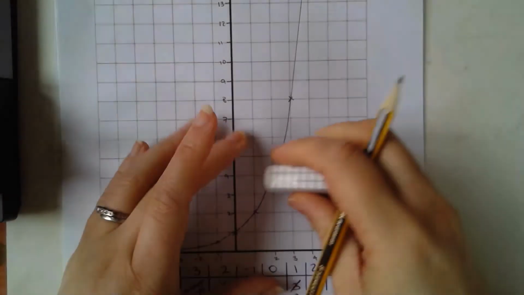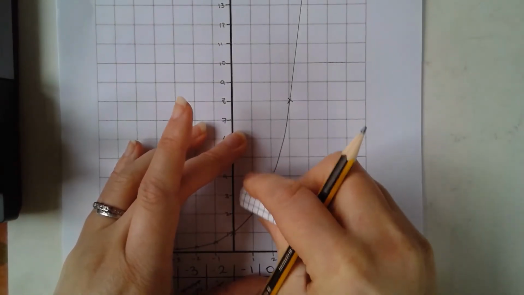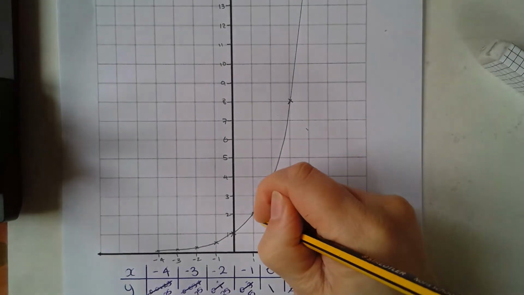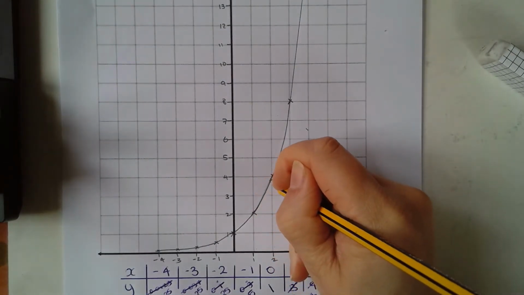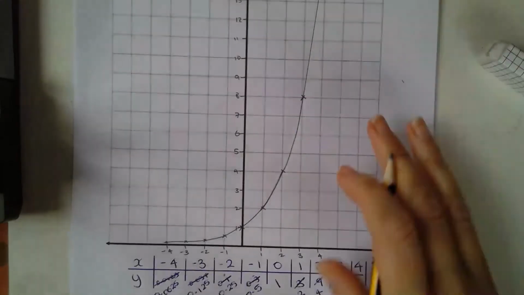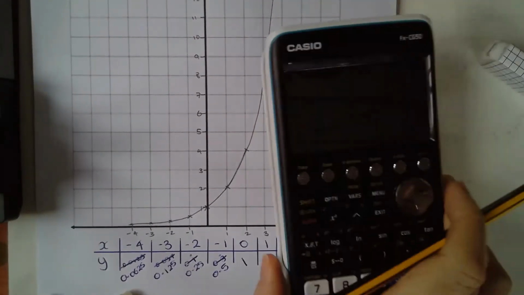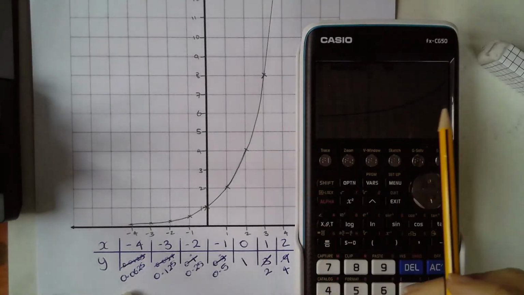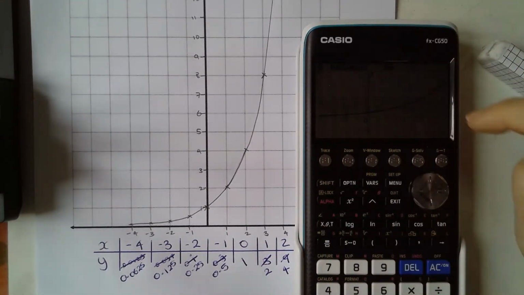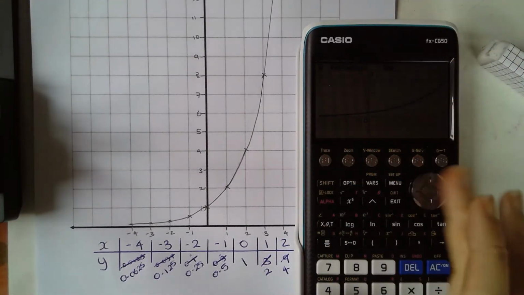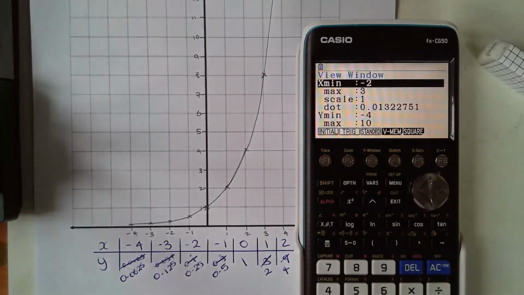Like so. Except for this bit here, I went a bit skewy. There, that's a bit better. So that's my graph of y equals 2 to the x from -4 to 4. Slightly different scale here. That only goes up to 9, but we can see the shape of it. If you want to, remember, you can change your view window.